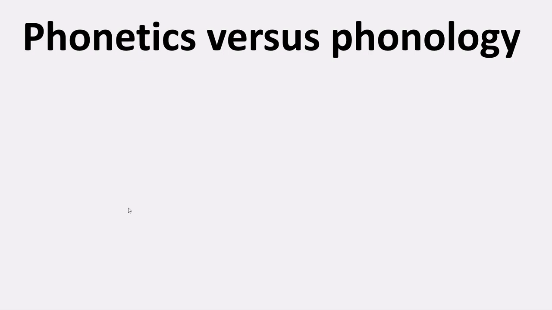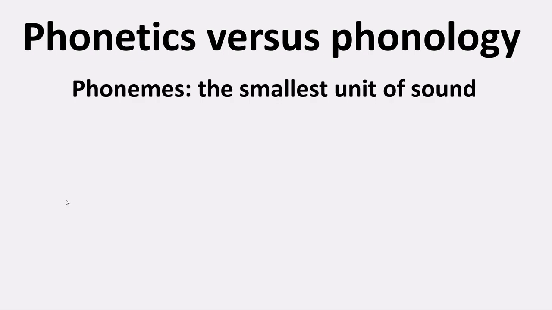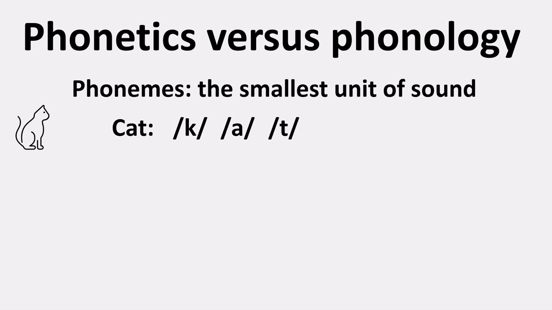So I talked about phonetics and phonology, which both are involved with sound, the study of sound in language. What is being studied in phonetics and phonology? Well, basically phonemes, the smallest unit of sound in a language system. Take for instance the word cat. The word cat consists of 3 phonemes. We have the K, we have the A, and we have the T, so cat.